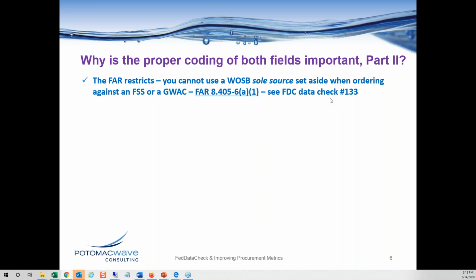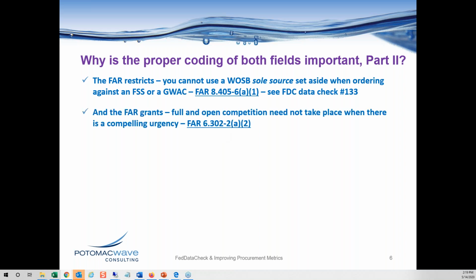So in the interest of the government trying to be fair to everybody, as well as acquiring supplies and services in the most effective manner, it says it's not fair to do a socioeconomic sole source set aside. 8(a) has an exception when ordering against an FSS or GWAC. So that would be classified as a restriction as to what you can do. It also gives you additional authority under certain circumstances.